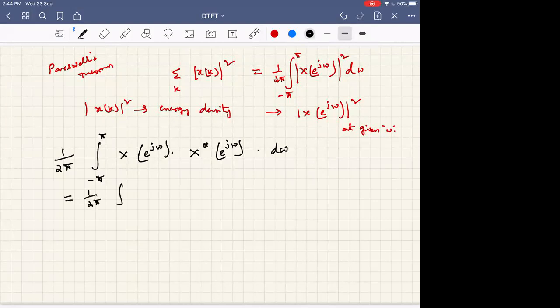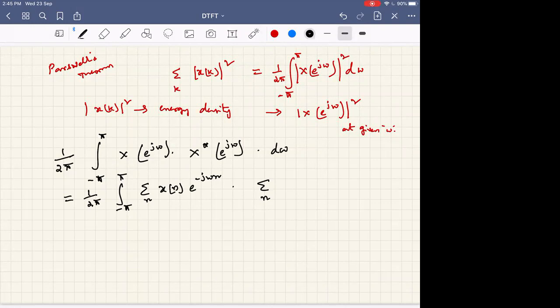1 by 2 pi, integral from minus pi to pi. How do I expand x of e power j omega here? Because I need x of n: x of n e power minus j omega n, summation over n. What should I write for the second term? Whole conjugate. But is it n or something else I should consider here? If I write with n, then we'll get confused, we'll mix it.